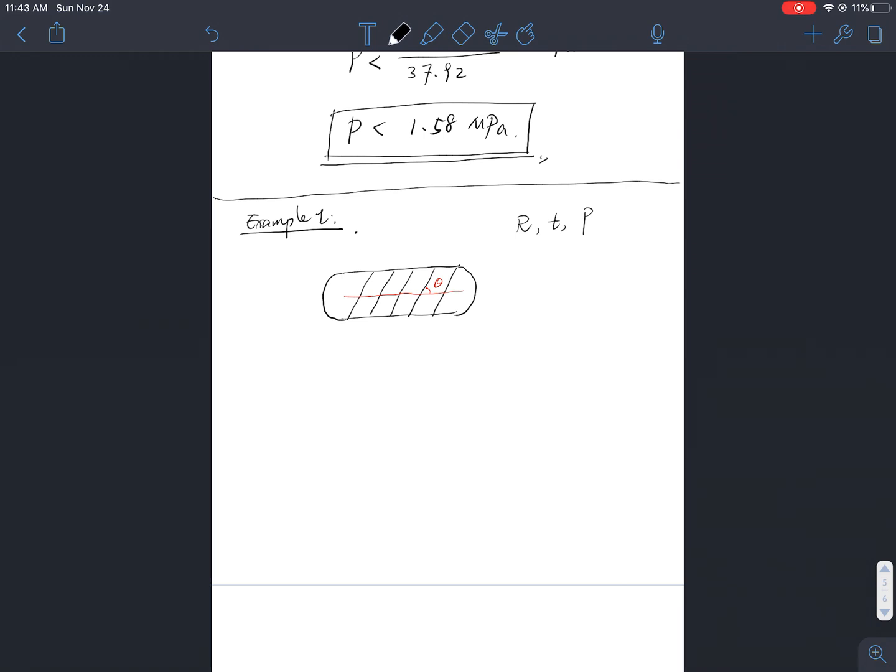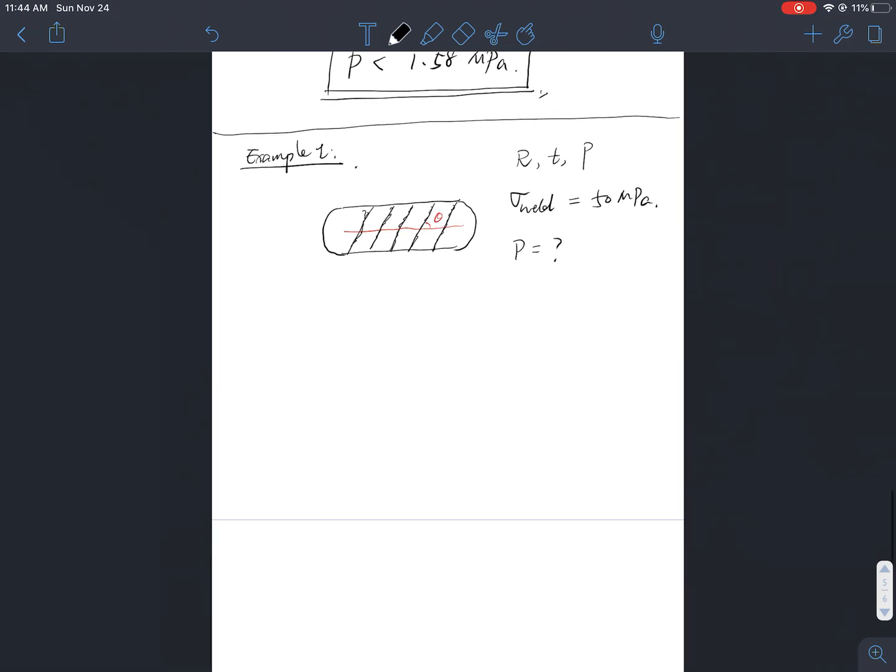Then my question is, if I have a seam like this, and the strength of the weld, of course all these are welds, is a certain number, say 50 megapascal. That's the strength of the weld. What will be the allowable pressure that I can have in the pressure vessel? So how do we solve this problem? It's essentially the same, isn't it?